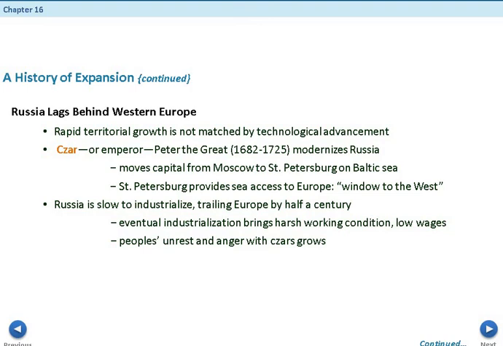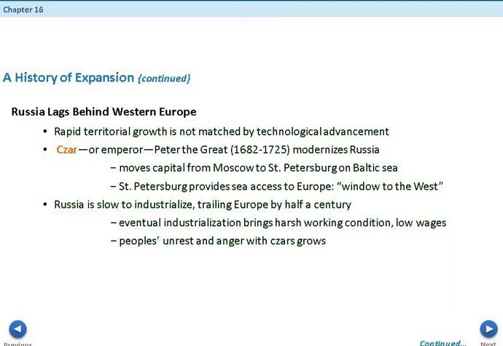But the issue is that Russia is actually so slow to industrialize. They're going to trail Europe by half a century, and eventually the industrialization is going to bring harsh working conditions and low wages, unrest grows, and people get mad. One of the things we usually see in economics is that when people have trouble paying the bills, they get unhappy and upset. And this is exactly what happens in Russia.